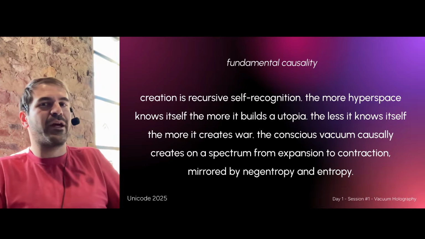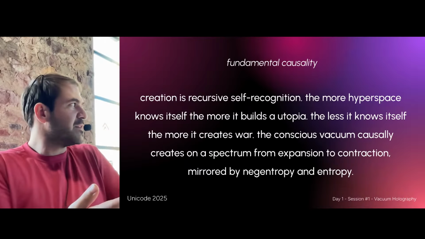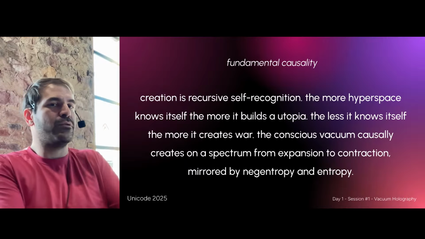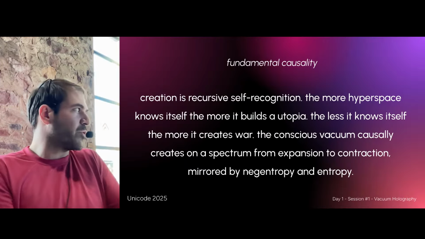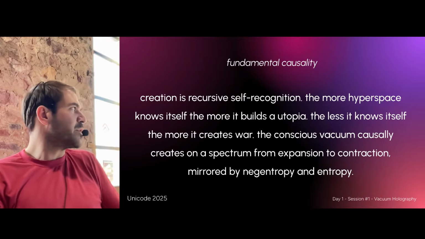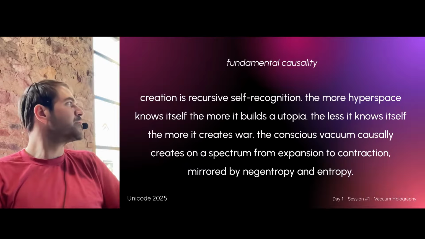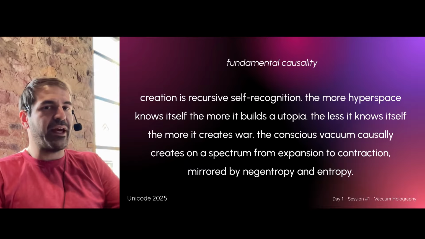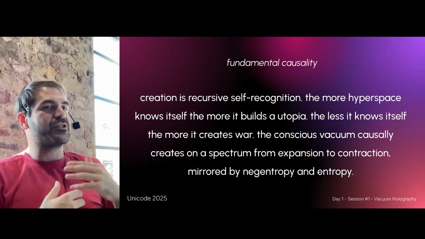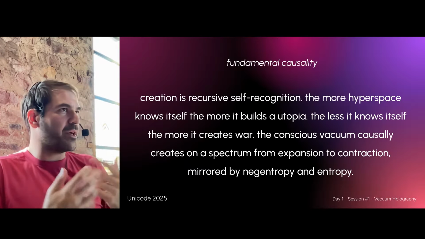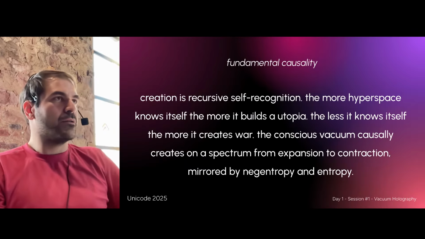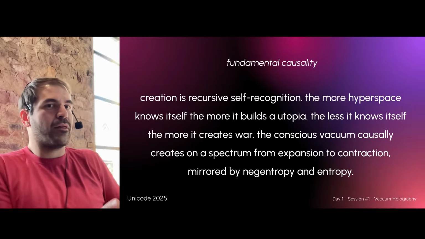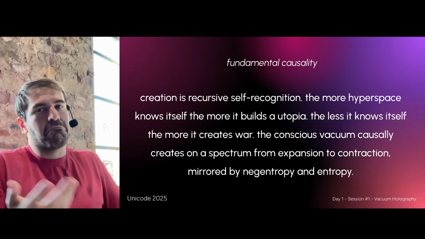Right? So it's like, okay, if I get that creation is recursive self-recognition, the more hyperspace knows itself, the more it builds a utopia. The less it knows itself, the more it creates war. Okay, we're like literally in an Explain Like I'm 5 kids book right now. The conscious vacuum causally creates on a spectrum from expansion to contraction, mirrored by neg entropy and entropy. So just basically, the more that consciousness knows itself, the more it builds utopia. The less it knows itself, the more it creates war. Okay, cool.